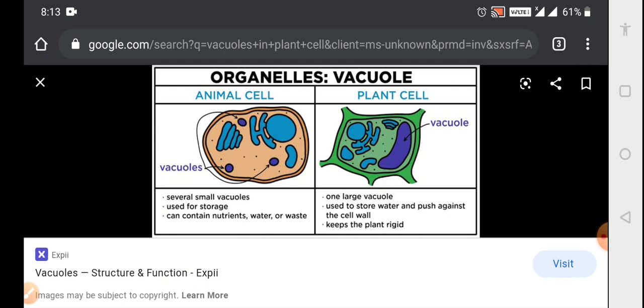The vacuoles present in the plant cell keep the cells of plants very rigid and give structural support to the plant body so that the plant can stand erect.